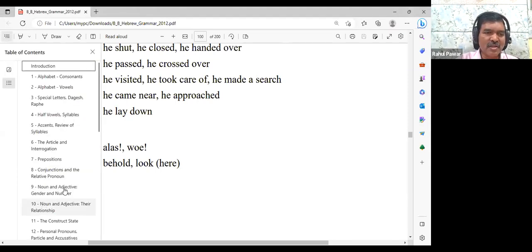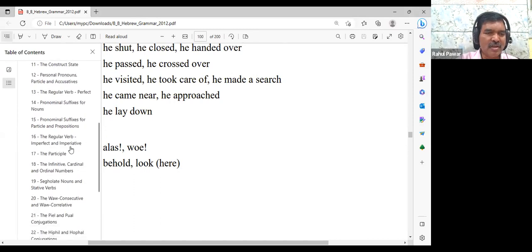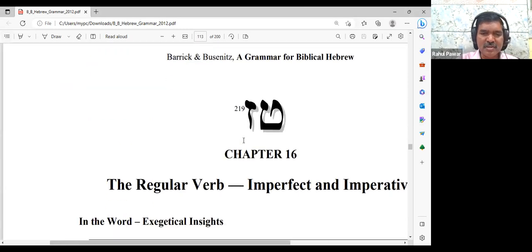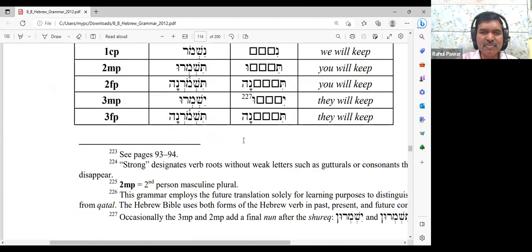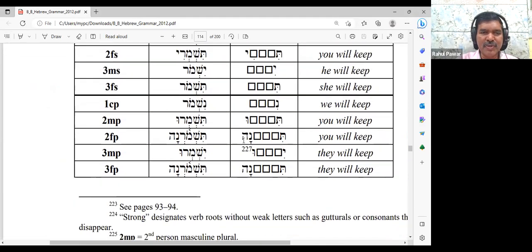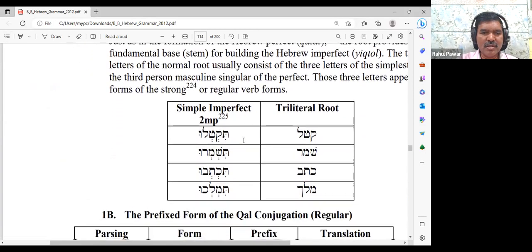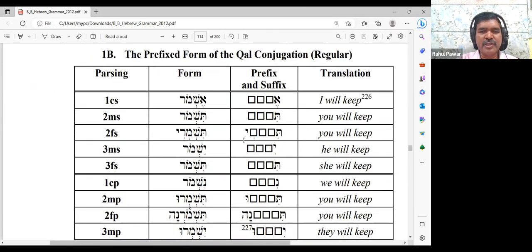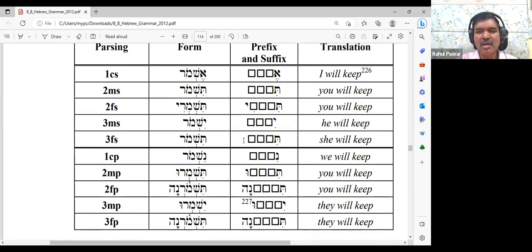See here, if I bring you to the imperfect. Now this is the imperfect paradigm. Imperfect. Ashmor, Tishmor, Tishmeri, Ishmor. So all this paradigm, no need to remember all of it. Only you need to remember the name and its suffixes.